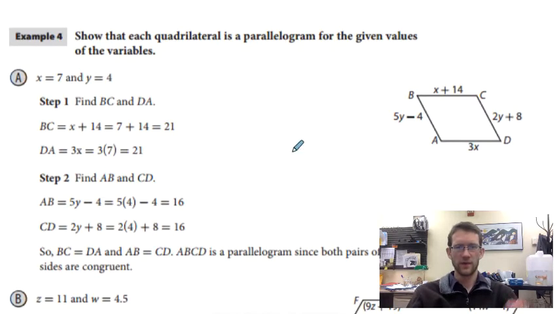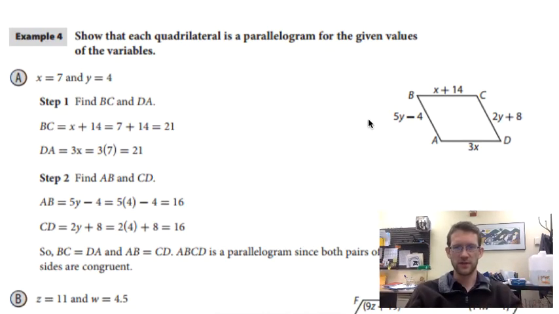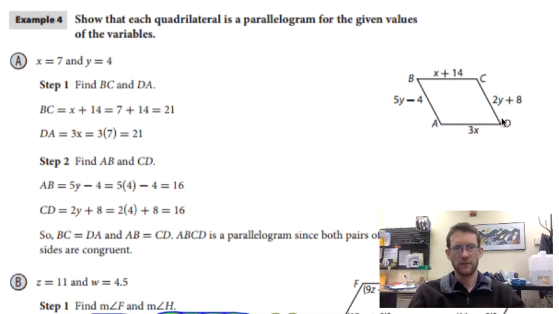Okay, so we can do some examples. They're basically the same as before, where we just have to show that this figure is a parallelogram. So we have to show that these opposite sides are congruent. They're asking what values of x and y we need to show that this is a parallelogram. So we set them equal to each other and then calculate.